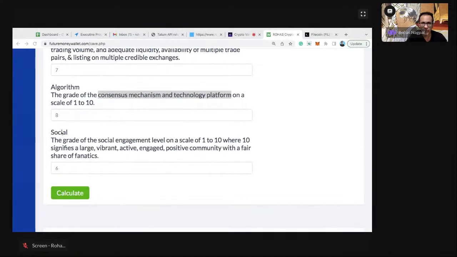And then finally, we look at the social part. So we look at 1 to 10, where 10 signifies a large, vibrant, active, engaged, positive community with a fair share of fanatics like Bitcoin has. Now, one very important point to remember here: don't go by numbers only, because it is very easy for people to buy fake followers or get fake comments put in. But once you start reading it on different platforms, you'll come to know how much is real and how much is fake. So it's not really the numbers that make so much of a difference.